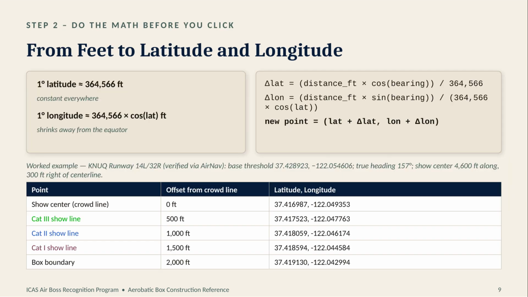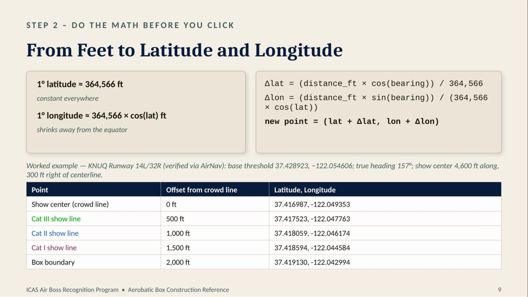Now, for the math you do before you ever click inside Google Earth. This is the core calculation of the entire method: converting a distance in feet into a destination latitude and longitude. Two constants drive it. 1 degree of latitude equals approximately 364,566 feet, and that value holds constant everywhere on the globe. 1 degree of longitude equals that same constant times the cosine of your latitude, and because of that cosine term, a degree of longitude shrinks as you move away from the equator. It is not a fixed distance the way latitude is.